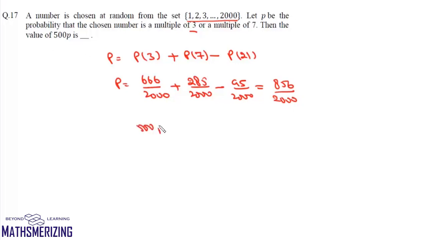So the value of 500p will be 856, and here will be this 4. So this is 214. So the answer to this question is 214.